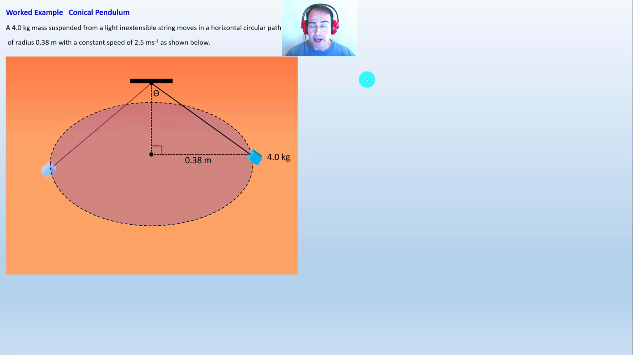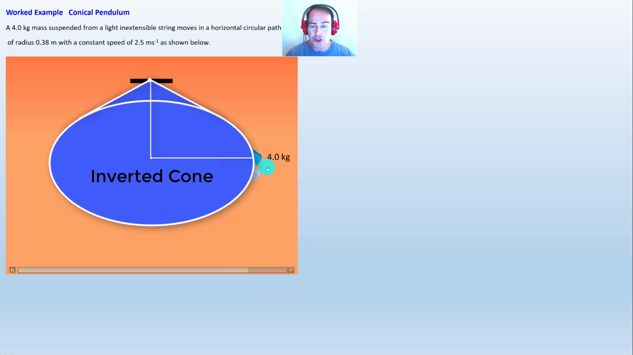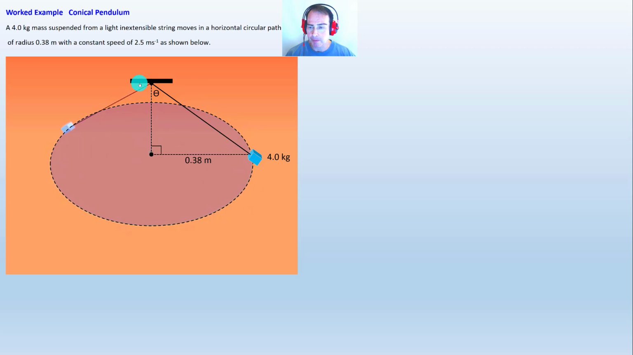Today we're going to look at a conical pendulum question. A conical pendulum is a mass moving in a horizontal circle suspended on a string, as you can see here, which moves in a circular path at a constant speed. And as it does, it sweeps out a three-dimensional shape equivalent to an upside down cone, hence the term conical pendulum.